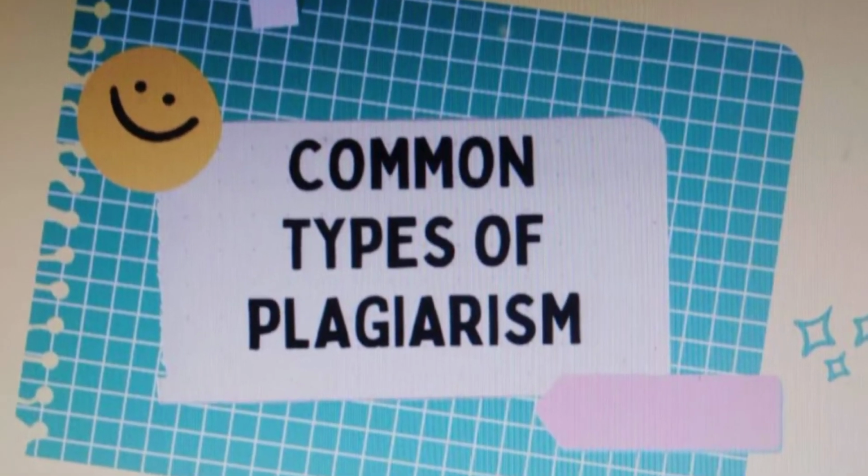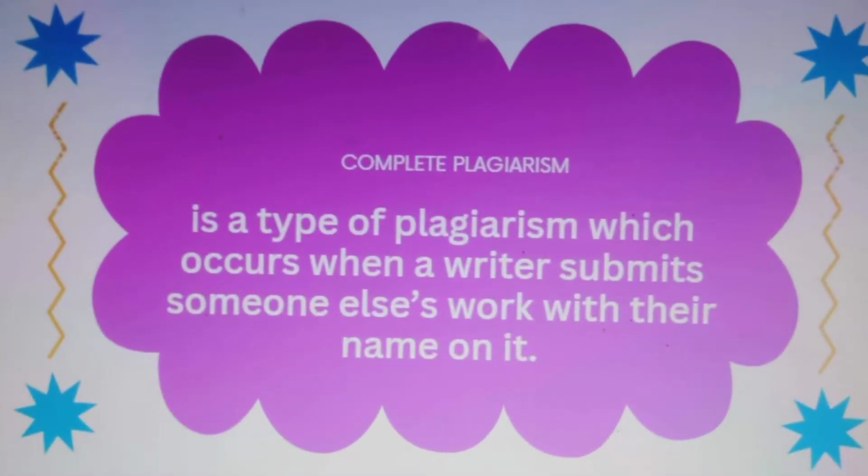First, I am going to discuss the common types of plagiarism. There are 7, so starting from the first is the complete plagiarism. Complete plagiarism, by definition, is a type of plagiarism which occurs when a writer submits someone else's work with their name on it. So the act of complete plagiarism is stealing or can be borrowing someone else's work and submitting it as their own. So let's know more about it as we go along with this vlog.